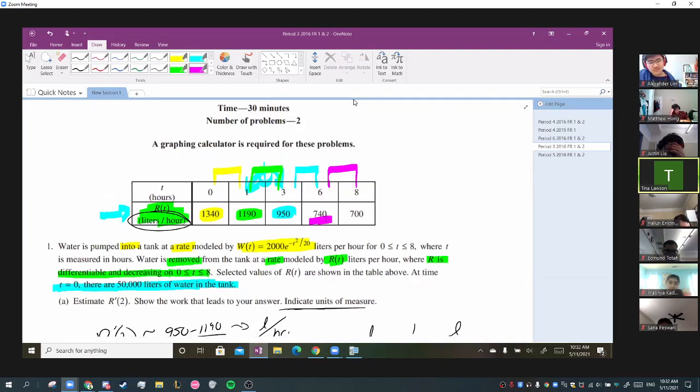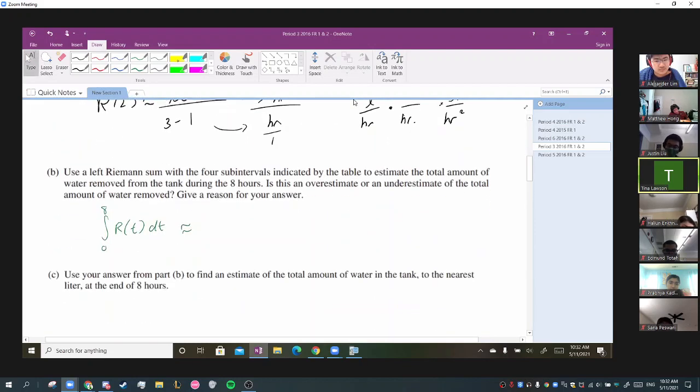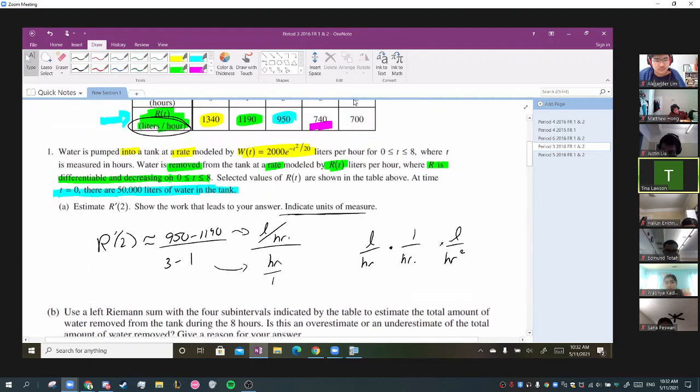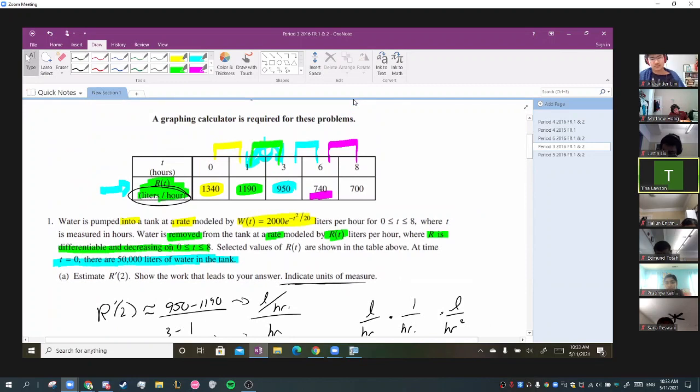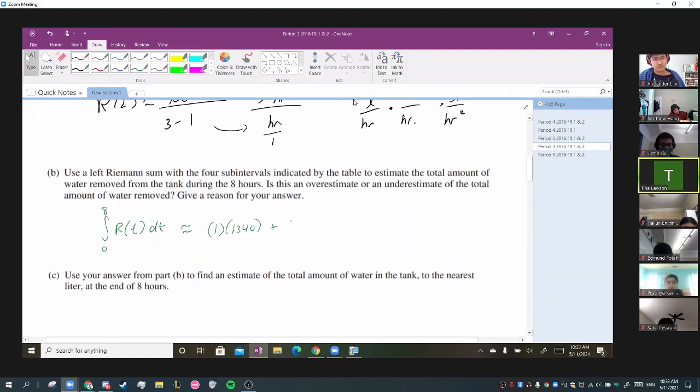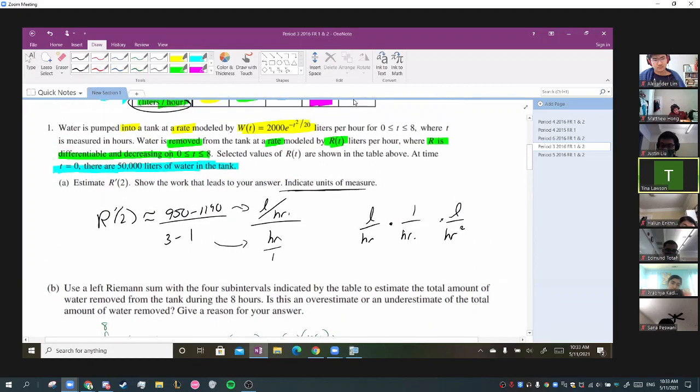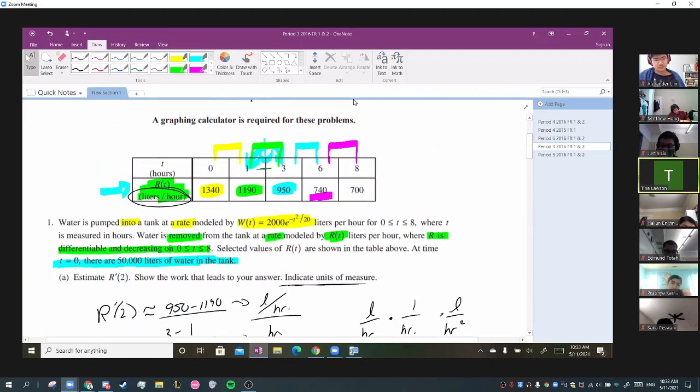So notice this one's not equal in terms of all the widths, is it? So the span from 0 to 1, that's only 1. So 1 times 1340 is what I'm going to write down for that first rectangle. Now I'm going to come along and get the second rectangle using the left side. That's my green rectangle. The span between 1 and 3 is 2. So 2 times 1190 would be the base and the height. Okay, the third rectangle is my blue rectangle. That is a span of 3 there times 950.